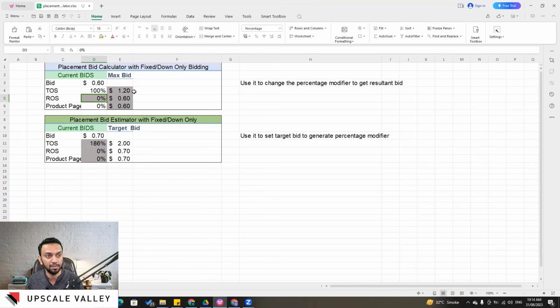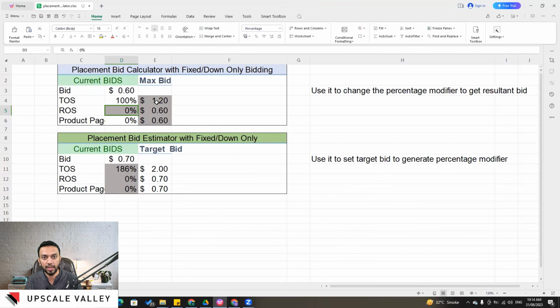So it's showing the maximum bid of $1.2. Now you want to decrease the bid because your ACOS is high and you want to decrease it to 1.08. There can be two different ways of doing it. For example, you go from 0.6 to 0.55, and with the top of search placement constant, you can see the bid is going to be $1.1. Or let's say you keep it as it is, 0.6, and here you put 90%, then you can see what is going to be the bid.